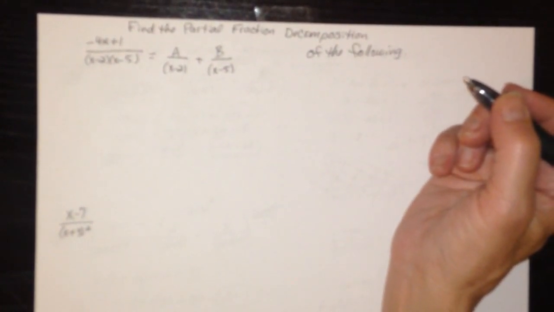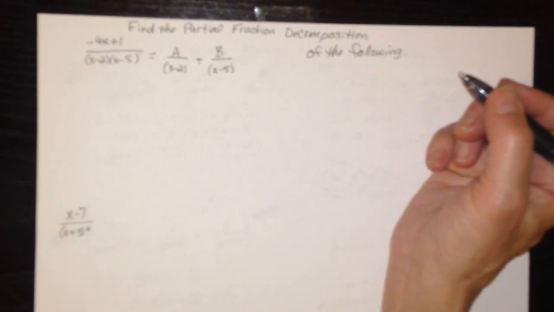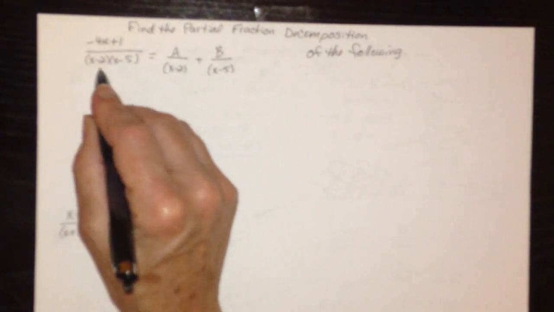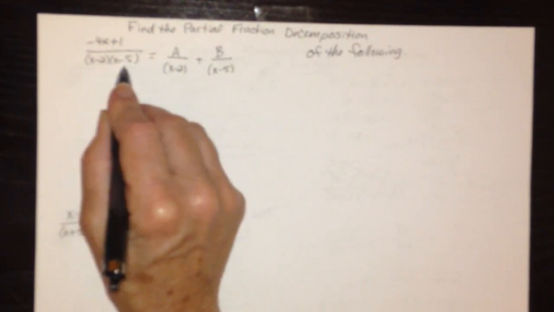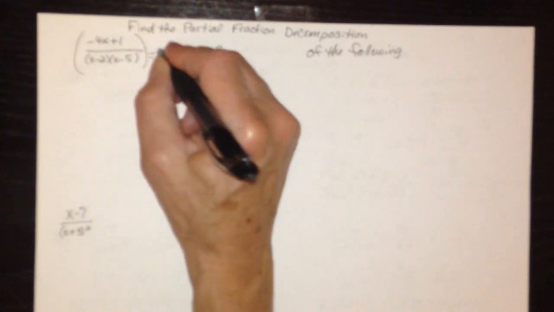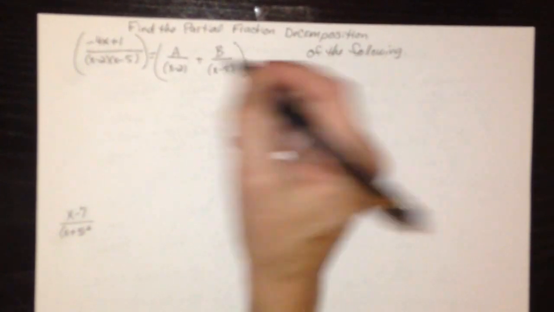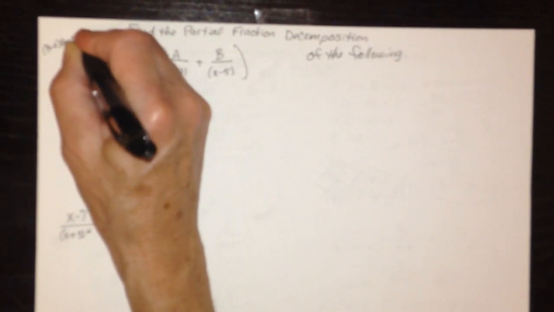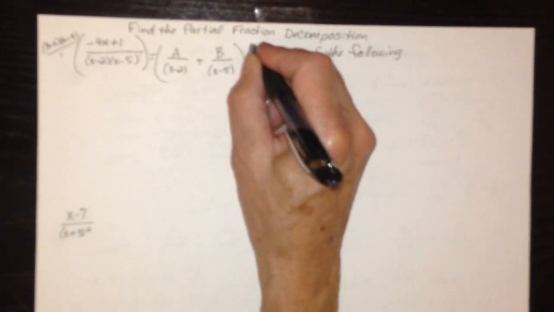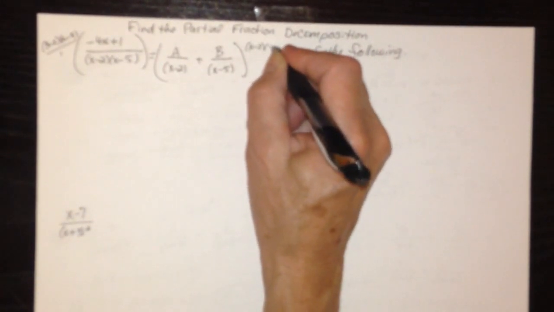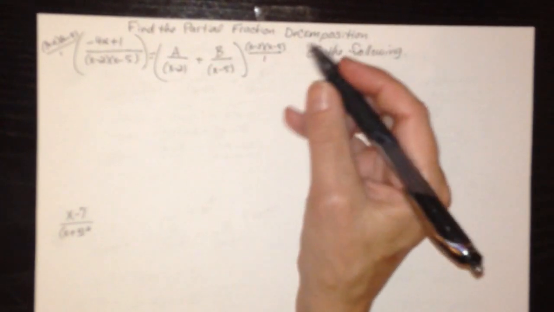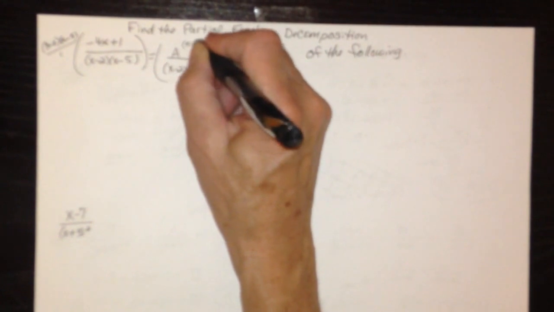This is how we do it. We multiply both sides of this equation by the lowest common denominator, and that will get rid of our fractions. So the lowest common denominator is always going to be this denominator right here. So I'm going to multiply this side of the equation and this side of the equation by x minus 2 times x minus 5 over 1. Because this will distribute to each term, I'm going to write it here as well.